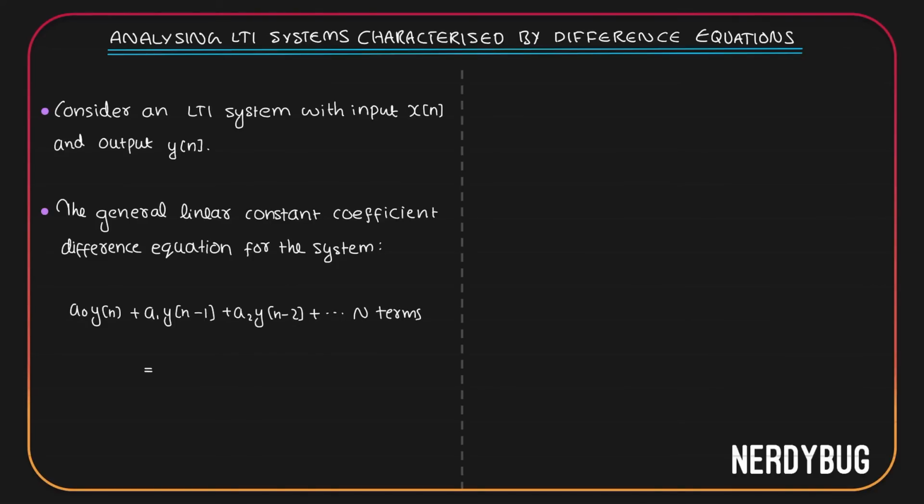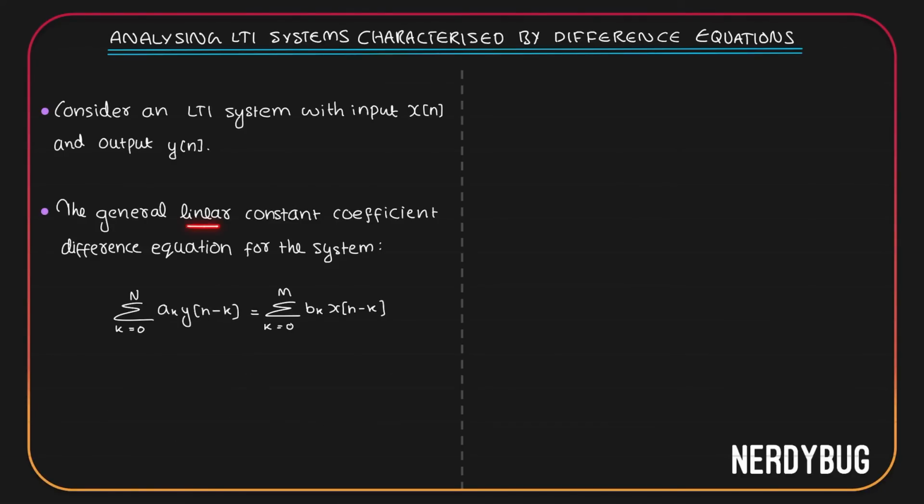This is equal to, on the other side, we'll take the x components. Let us call the coefficients b in that case. So we get b0 x[n] plus b1 x[n-1] plus, let's assume there are M terms on this side. We can write it as a summation. Then we'll get summation from k equals 0 to N of a_k y[n-k]. This will be the left hand side. This is equal to, on the right hand side there are M terms, so we can write summation from k equals 0 to M of b_k x[n-k].